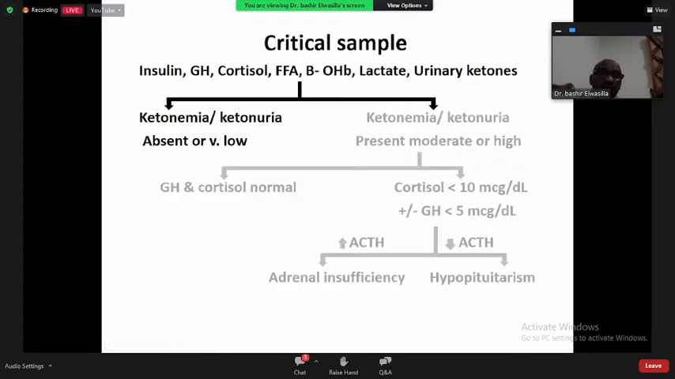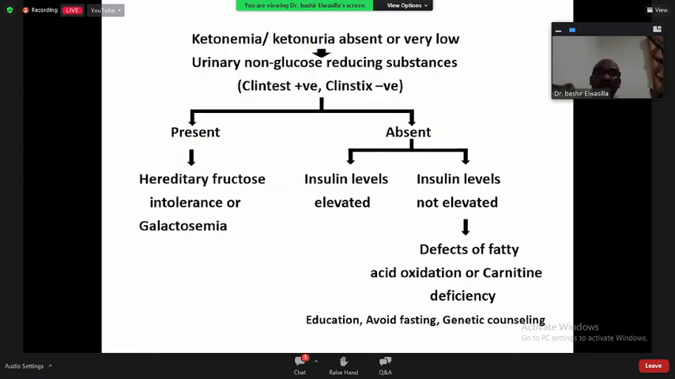But if there are no ketones, it's non-ketotic. So here we come to this pathway. You have to do urine non-glucose reducing substances, that's the Clinitest. If the Clinitest is positive and at the same time the Clinistix is negative, the Clinitest is positive for non-glucose reducing substances, and Clinistix is specific for glucose. So if the test specific for glucose is negative, and the test which is sensitive for reducing substances other than glucose is positive, here we have to think about hereditary fructose intolerance or galactosemia.